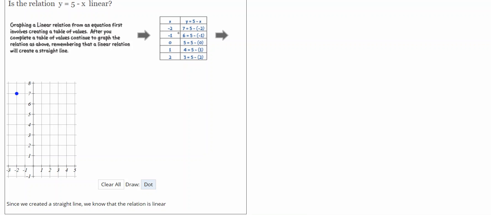Then you guys are going to do -1. When x is -1, y should be 6. So plot that point. Where is that at?